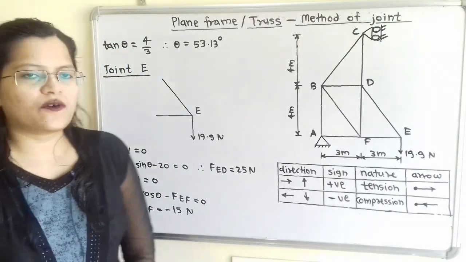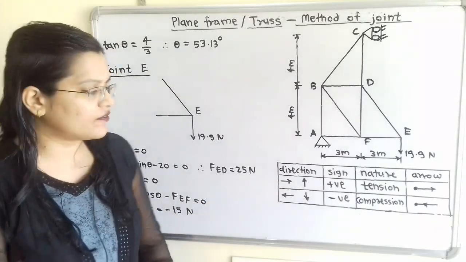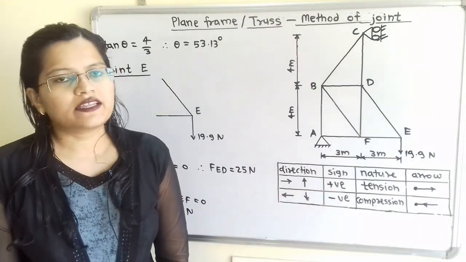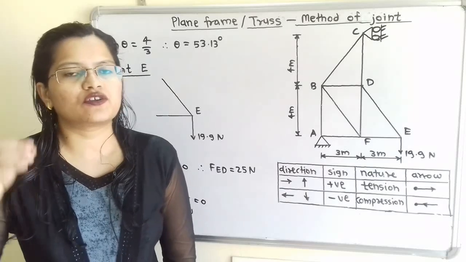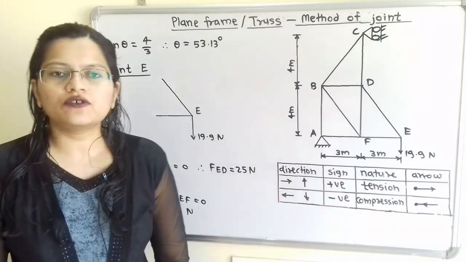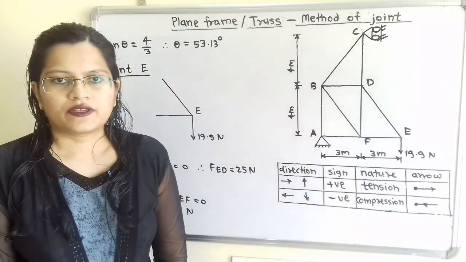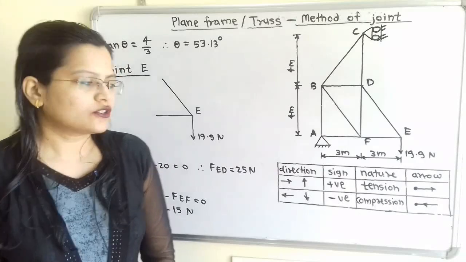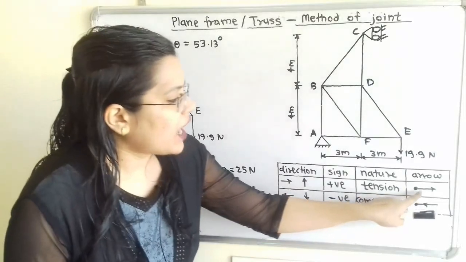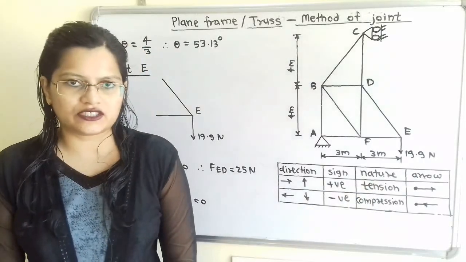Now the first column is for direction. For a horizontal force when the direction is towards the right-hand side, and for a vertical force when the direction is upward, we have to use the positive sign. Then if the answer for the summation of all horizontal forces or the summation of all vertical forces is positive, the nature of the force in that member is tension. And now, how to show the arrow? Suppose this point is known as a joint, then we have to show the arrow in the outward direction from this joint whenever the answer is positive and the nature is tension.